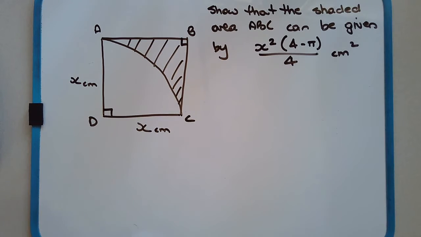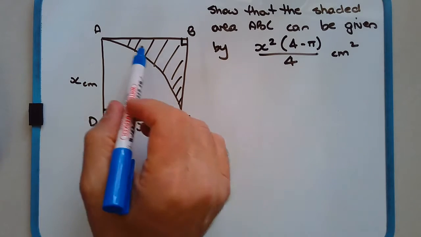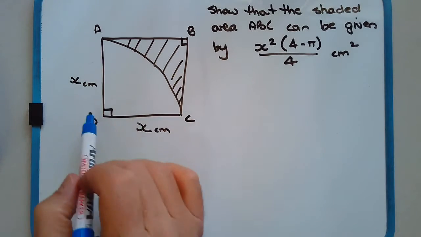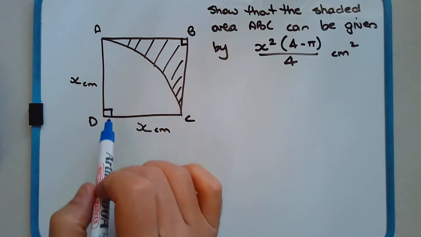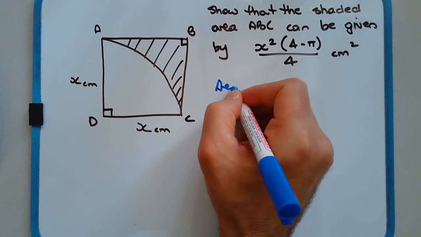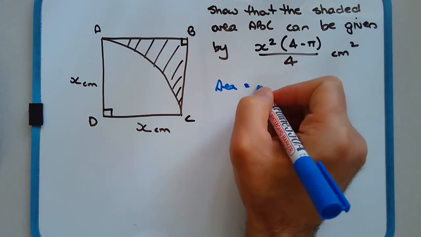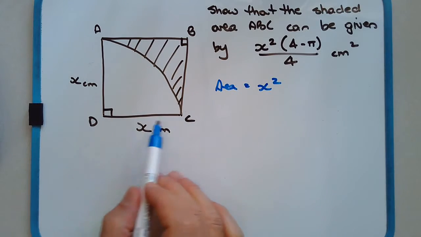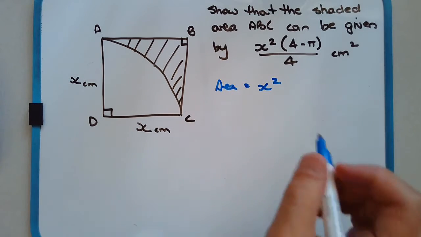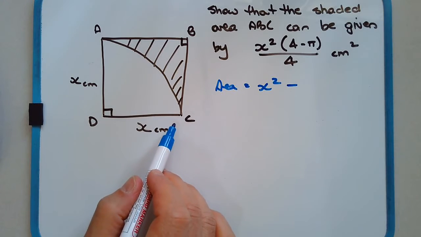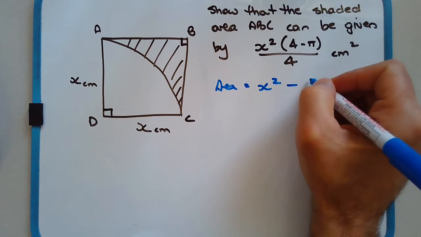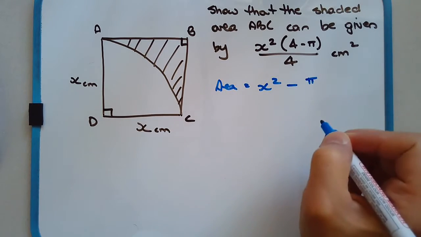So we know that by the difference of two shapes, one shape inside the other, the shaded area is really the difference between the larger shape and the smaller shape. So the larger shape is a square. Let's write this down. So area is equal to x squared, since the area of a square is x times x. And we're going to subtract from that the area of this quadrant, this quarter circle. So that's going to be pi r squared over 4.